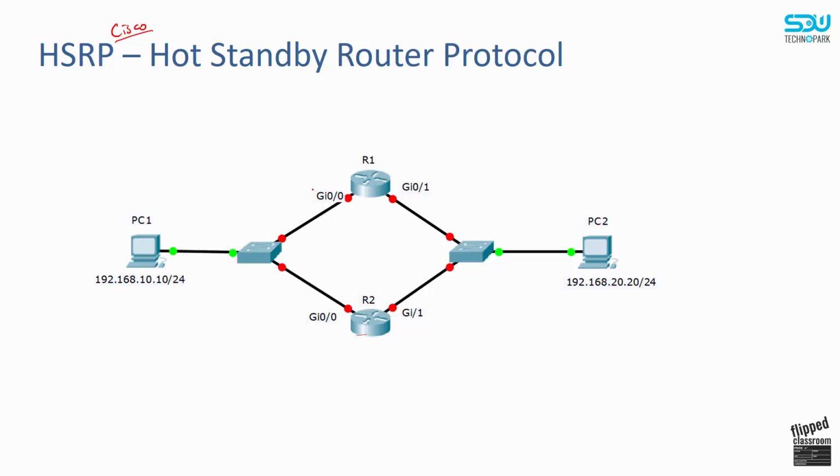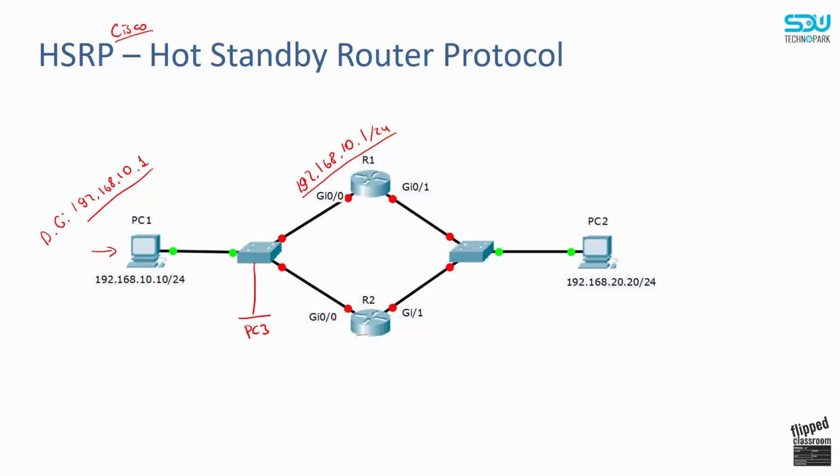So if router 1 is going to have the IP address 192.168.10.1 with prefix 24, then you will configure your device with the default gateway and type here 192.168.10.1. If PC1 does not know the IP address of the default gateway, then PC1 will be able to communicate only with devices inside this network, like PC3, this router, and that's it.